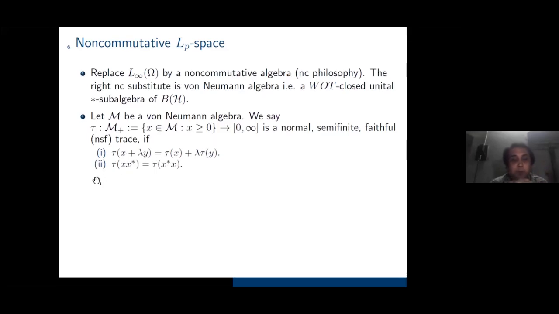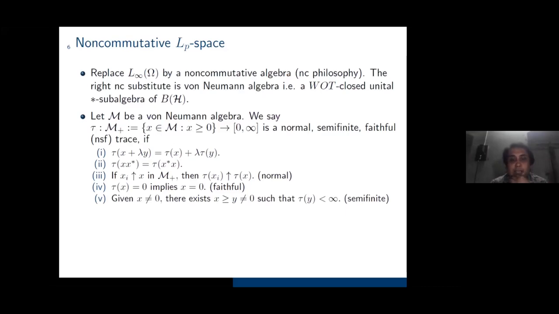Then we have this property, tau of x star x is equal to tau of x x star. This is called the tracial property. And then you have something like a monotone convergence theorem, and that is normality. And then you have faithful, if tau is injective, you can say. There is one more property, I'm not going into that. If tau of one is one, then this von Neumann algebra is called a non-commutative probability space.